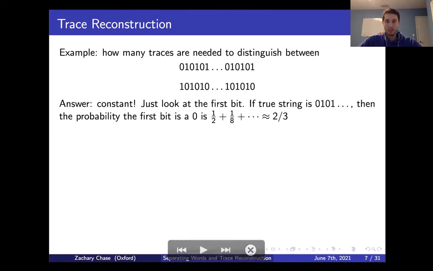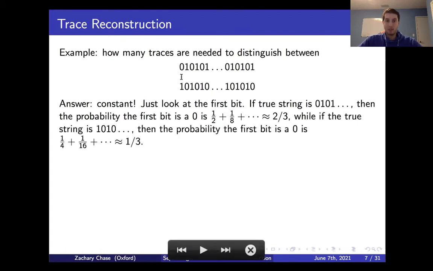the first bit is a 0 is 1/2 because we could keep the first bit. Or if the first bit being 0 comes from this bit, the third one, the probability of that is 1/8, etc. So if the true string is this top one, then the probability that the first bit is a 0 is 1/2 plus 1/8 plus 1/32 plus etc., which is roughly 2/3.